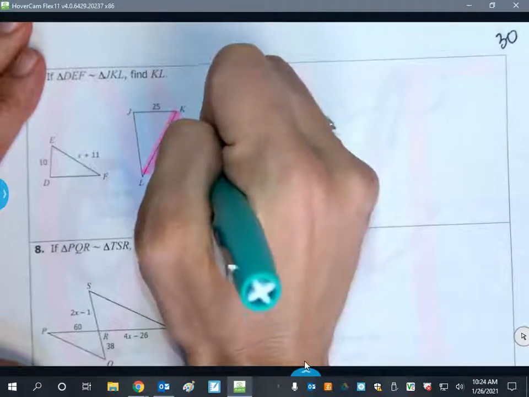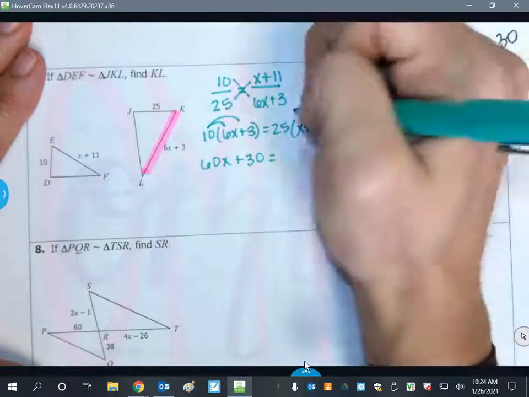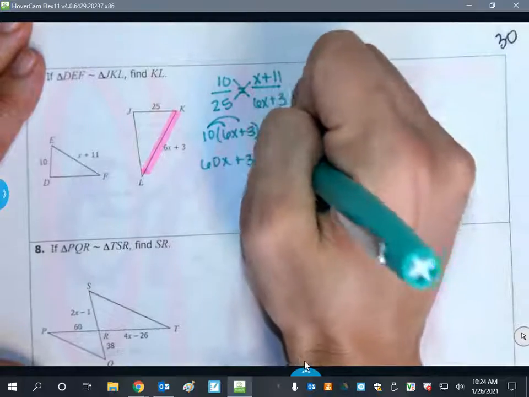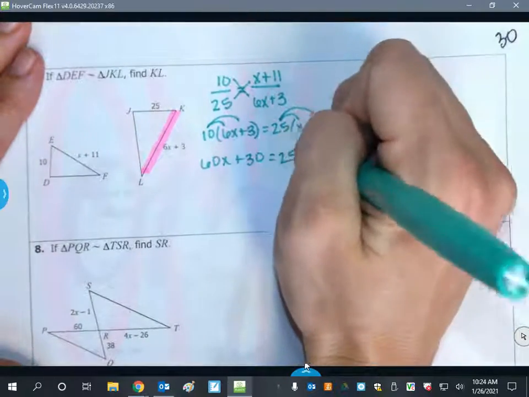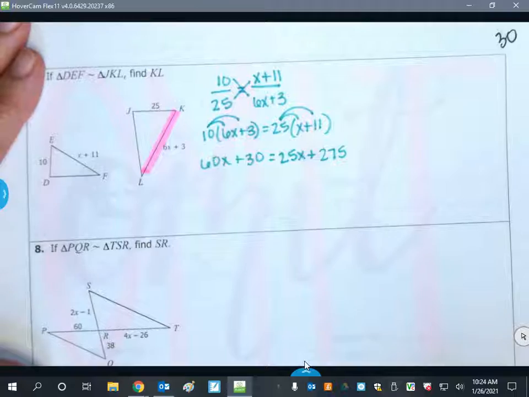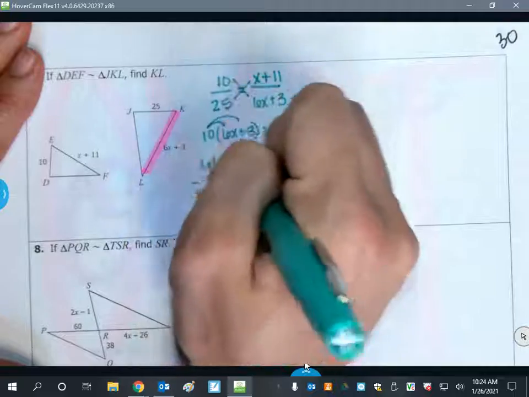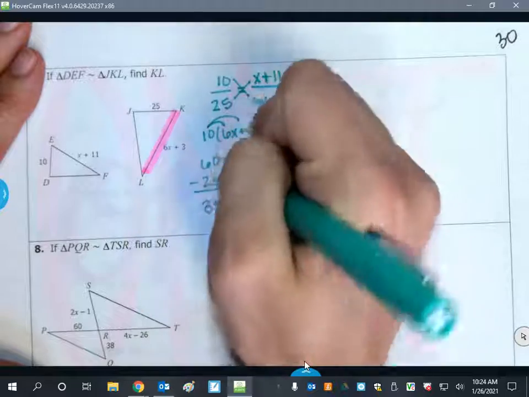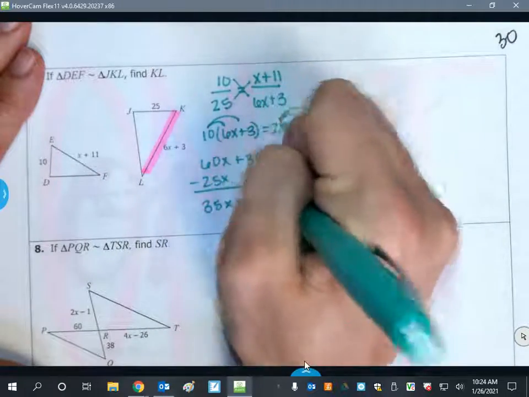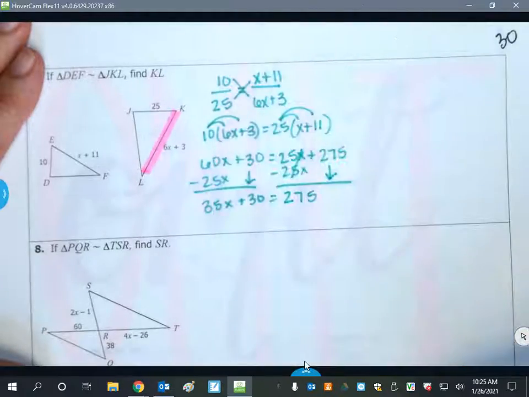Distribute, and you get 60x plus 30 equals 25x plus 25 times 11, 275. Again, I always move my smaller x, so I'll subtract 25x from both sides. 60 minus 25 is 35x. My plus 30 comes down, equals my 25x's cancel, and my 275 comes down.